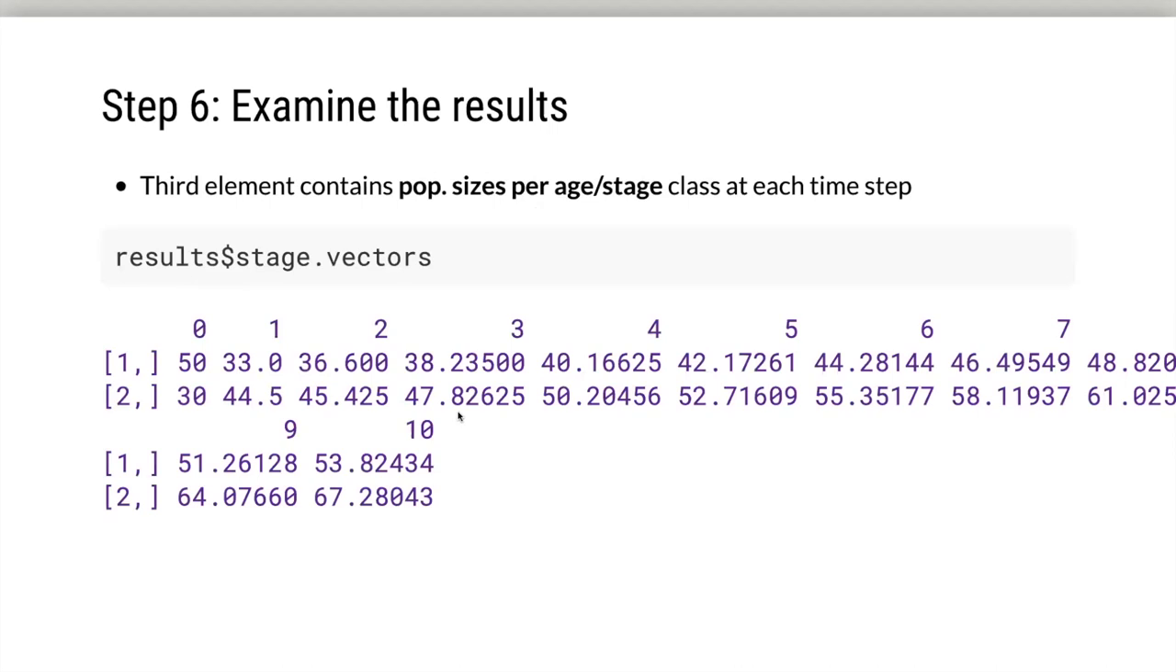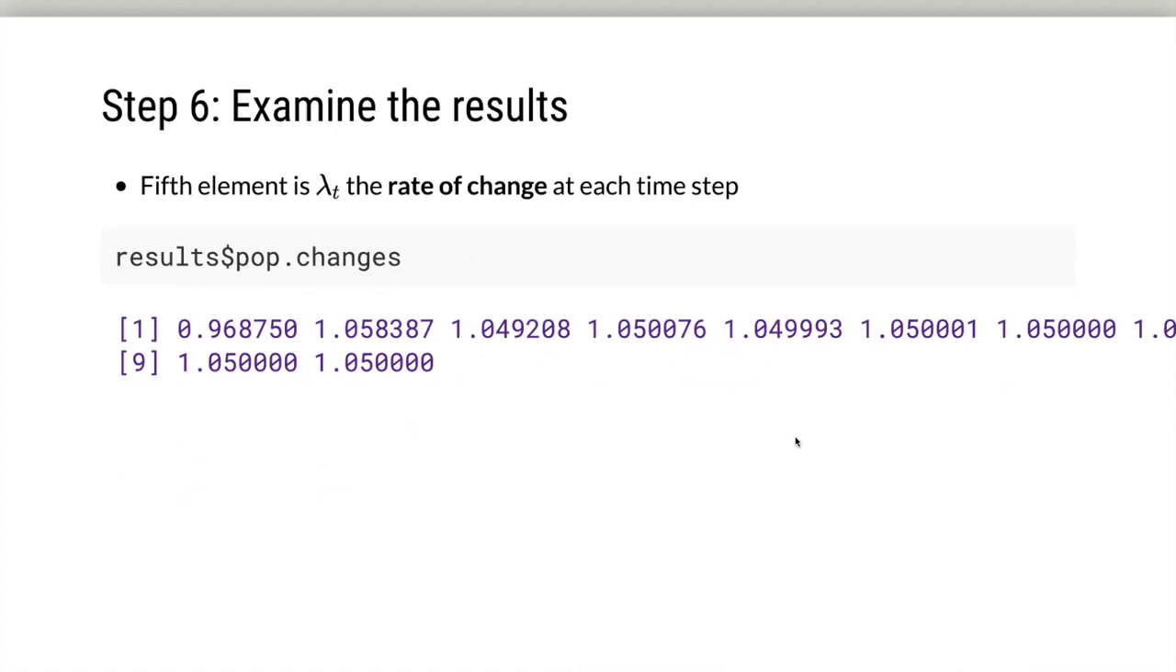You can look at the number of individuals in each age class through time, and total population size, and the rate of change from one year to the next. And you see that it's stabilizing to 1.05, which is the asymptotic growth rate of the population. So here the first time step is a bit different because it's the transitionary phase, and very quickly we converge towards 1.05 when we reach the asymptotic phase.